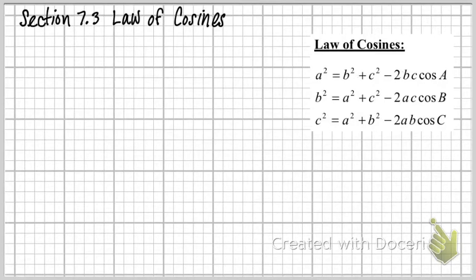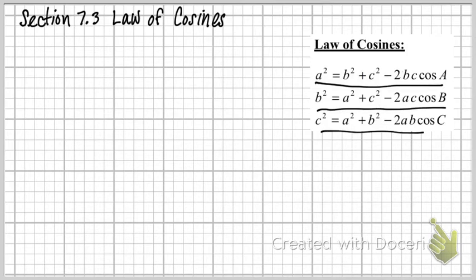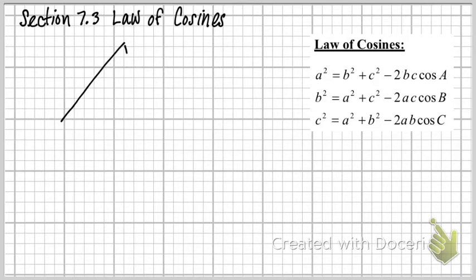Section 7.3, Law of Cosines. Now, the first thing we're going to talk about here is just all of these equations that we get for the law of cosines. I just want to point out to you that we have to draw our triangles correctly in order to understand how all this works together.